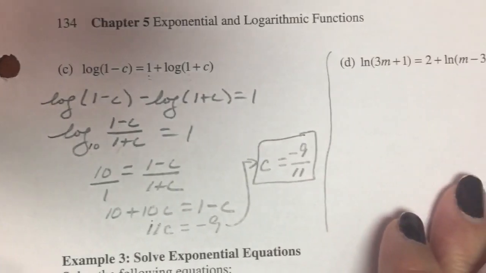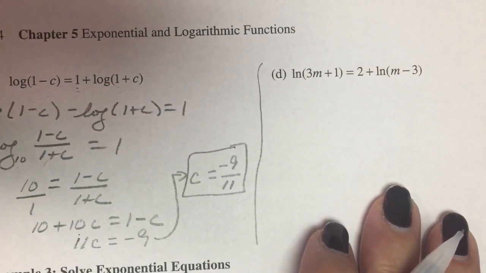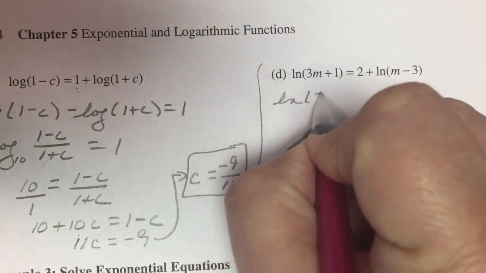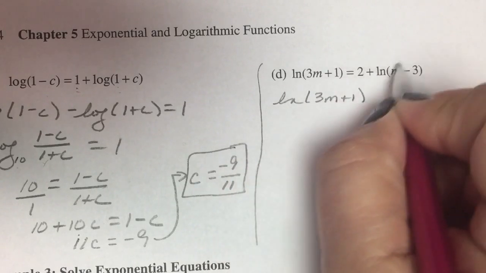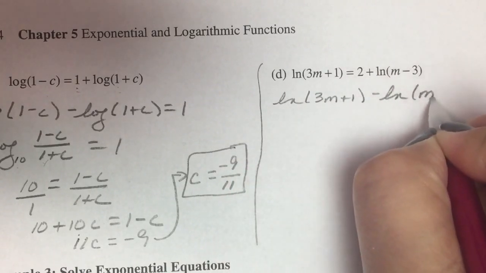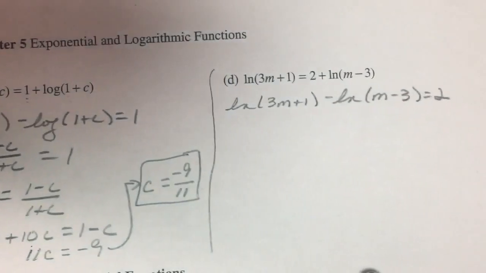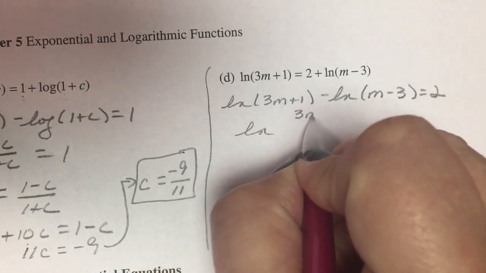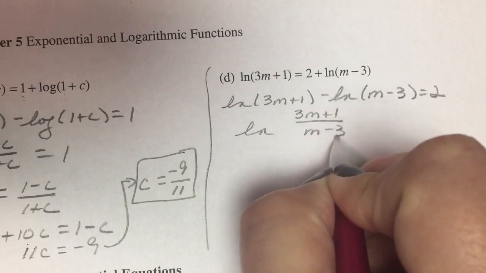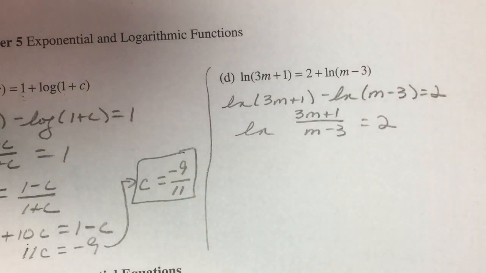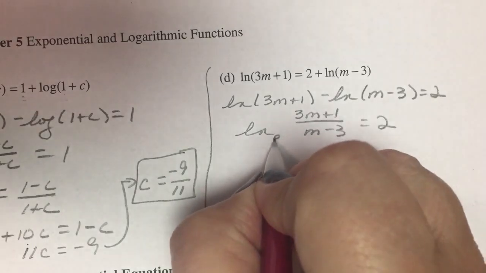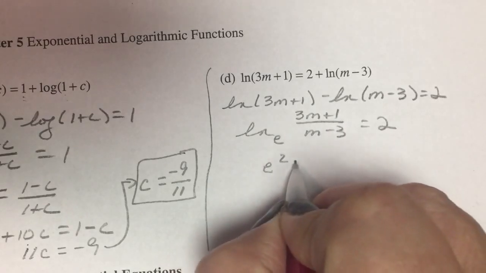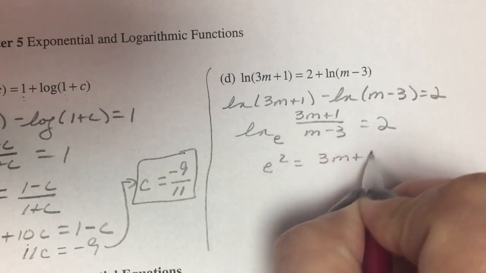We're going to do something similar for D. Notice in D, we're looking at natural logs, but we're going to use the same steps here. So I'm going to move this guy to the left-hand side by subtracting it. Now I'm going to condense this to a single log. Now, remember, what is the base of a natural log? It's actually e. So if I use my definition, it would be e squared is equal to 3m plus 1 over m minus 3.